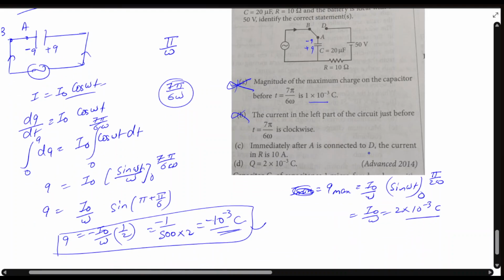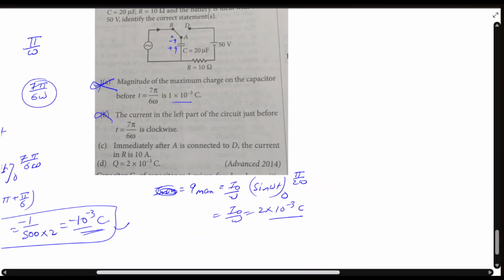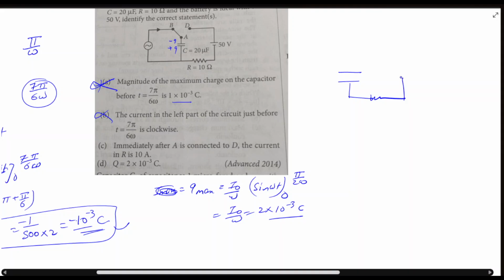Immediately after A is connected to D, the current in R is 10 ampere. So let me make the situation now. Immediately after A is connected, the situation is like this. We have a capacitor, we have a resistance, we have a battery of voltage this. Now the charge here is minus Q, here is plus Q. This is 50 volt and this is 10. Now, if I know the capacitance, it is 20 microfarad. Let's find the potential difference.